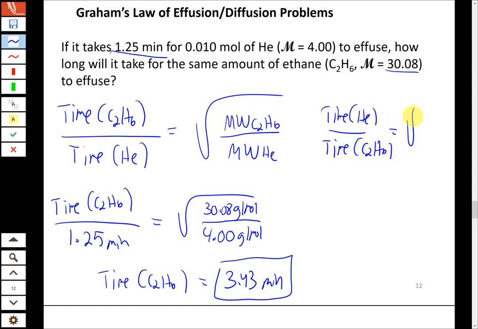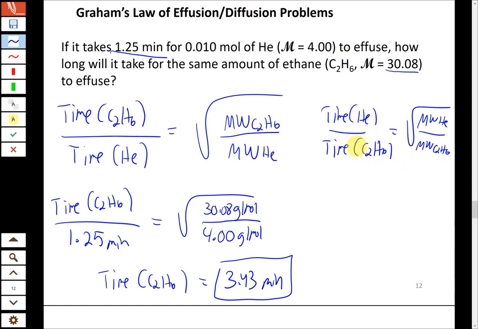And then in that case, what we would write is the molar mass for helium on the top and C2H6 on the bottom. Because for time, they're going to be directly related, meaning whatever's on the top over here has to be on the top over there, and vice versa. So you could have started with this, and it would have been fine, would have gotten the answer.